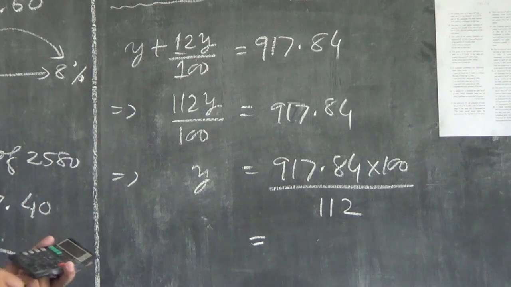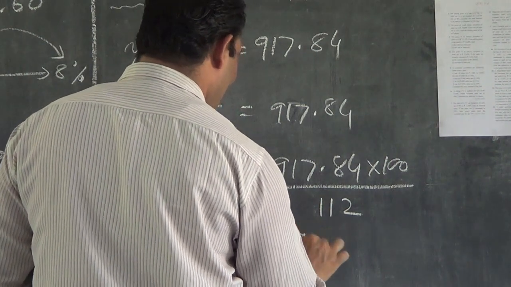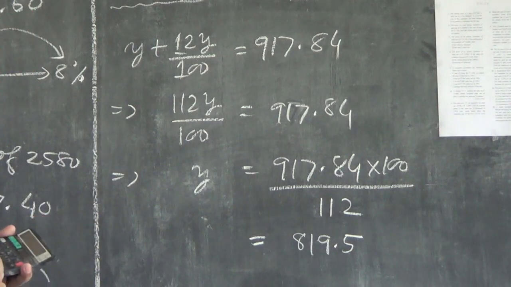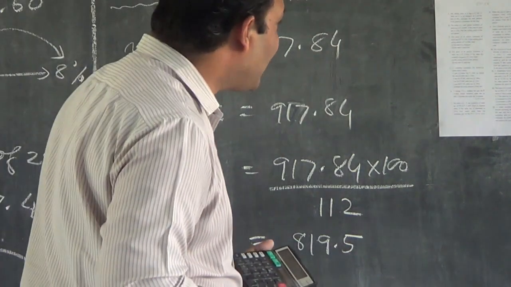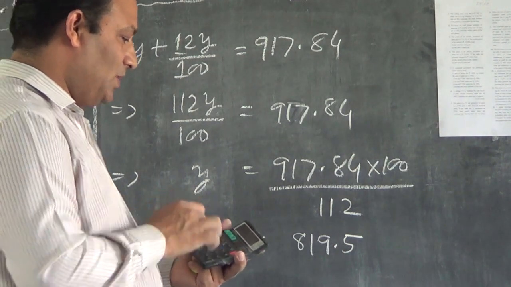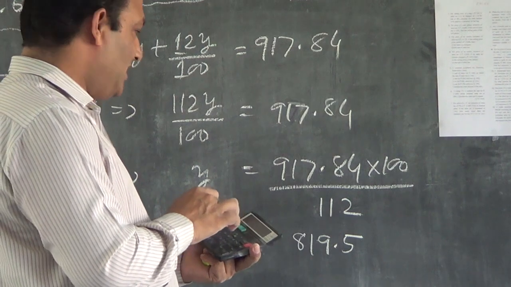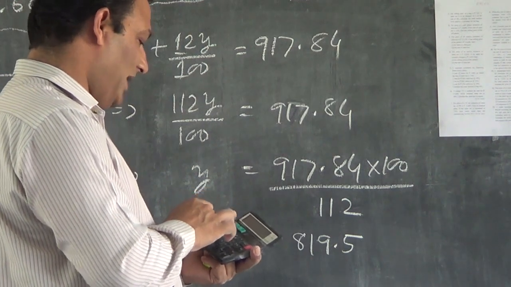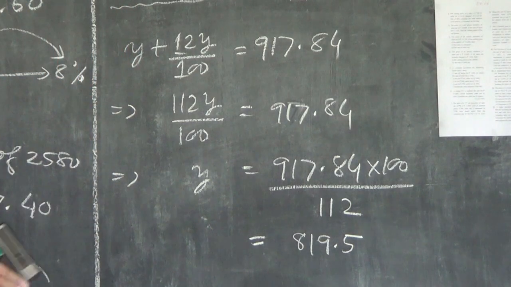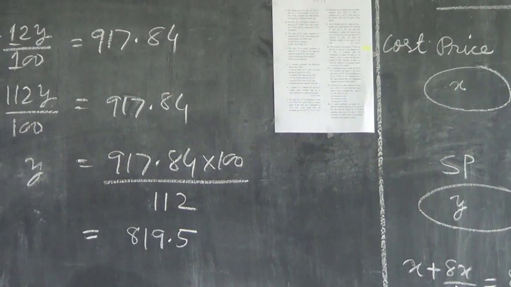That will give 819.5. Again we will check the second one. 917.84 into 100 divided by 112. Answer is 819.50. Then now the question is asking, calculate the profit made by the trader.